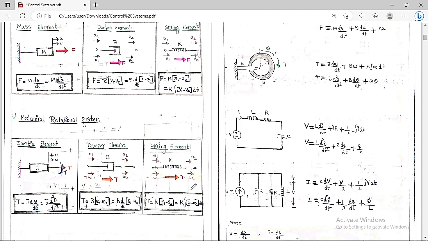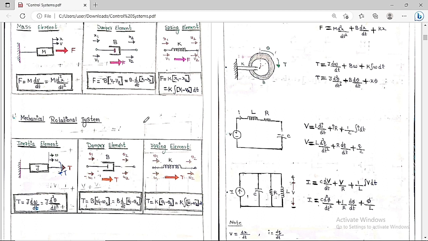If I apply the torque in this direction, then this is the angular displacement theta 1 in this direction, and this is the angular displacement theta 2 in this direction, and this is the angular velocity omega 1 in this direction, and this is the angular velocity omega 2 in this direction. Then what is the overall torque? Torque T is equal to K into theta 1 minus theta 2, which is equal to K into, displacement is the integration of the angular velocity. Therefore theta 1 is the integration of omega 1 dt, and theta 2 is the integration of omega 2 dt. If we take the integration common, we get K into the integration of omega 1 minus omega 2 into dt. So these formulas you always have to keep in your mind.